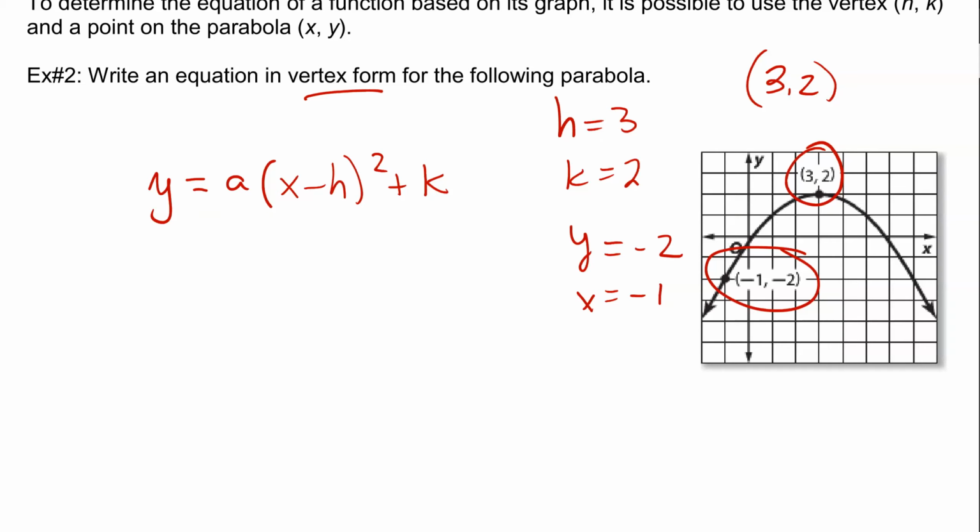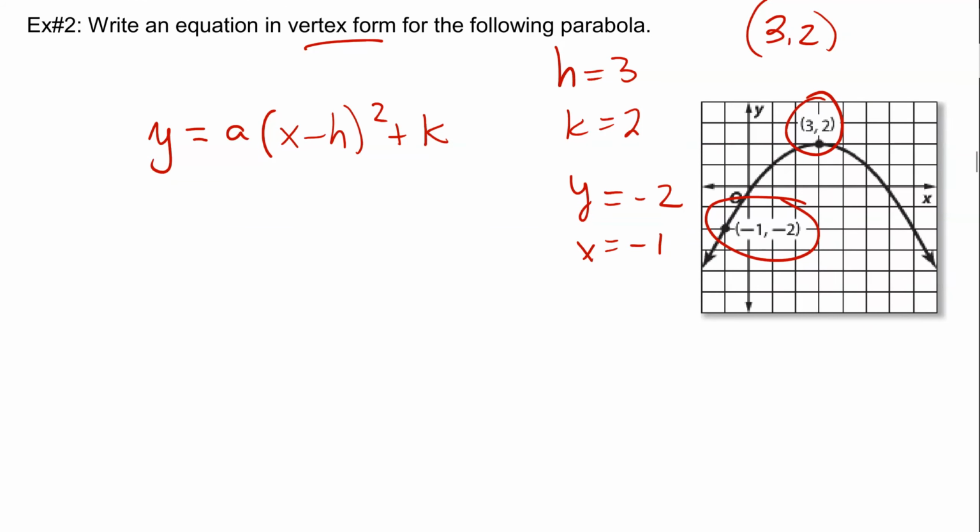There's a problem just like this on your quiz. So we're walking through how to do this. So I'm going to plug in all of these numbers.